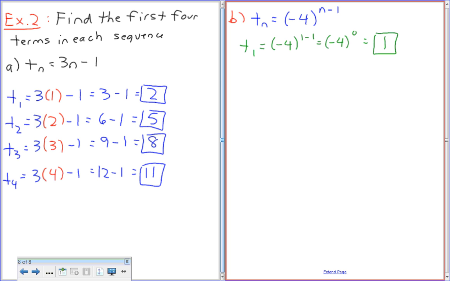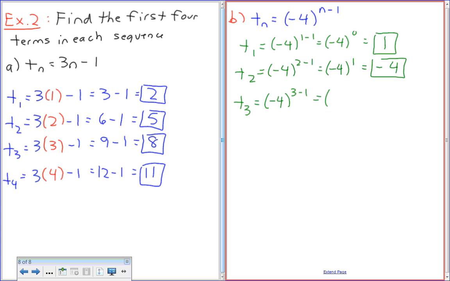Taylor, what'd you get for T2? -4 to the 2 minus 1. Yeah. -4 to the 1, which is equal to? Good. Colton, what'd you get for T3, please? T3 equals -4 to the 3 minus 1. Okay, good. -4 to the 2. And it's positive, right? That's good. All right. Albert, T4, please. I got -64, so -4 cubed.